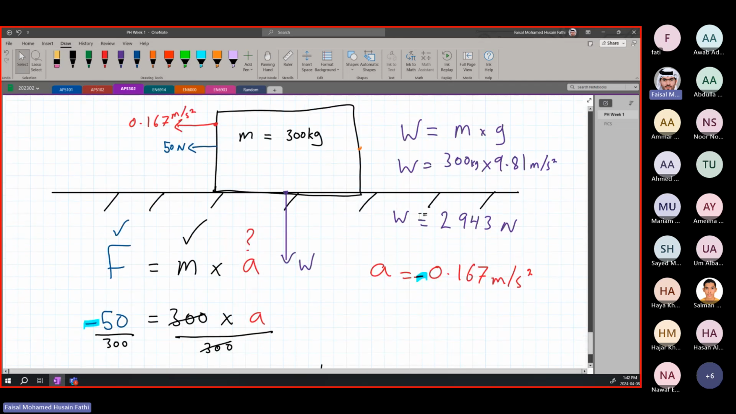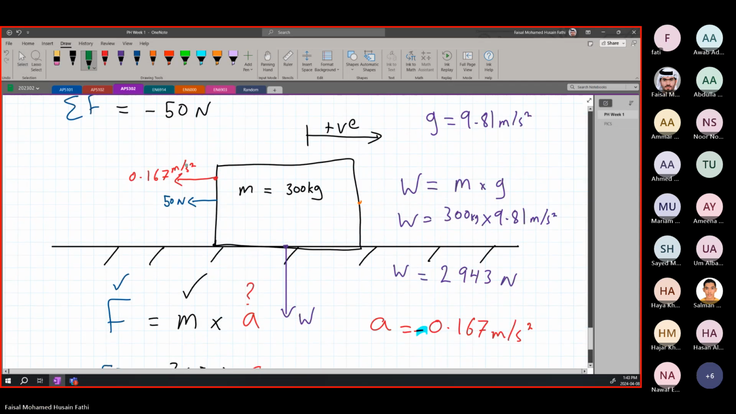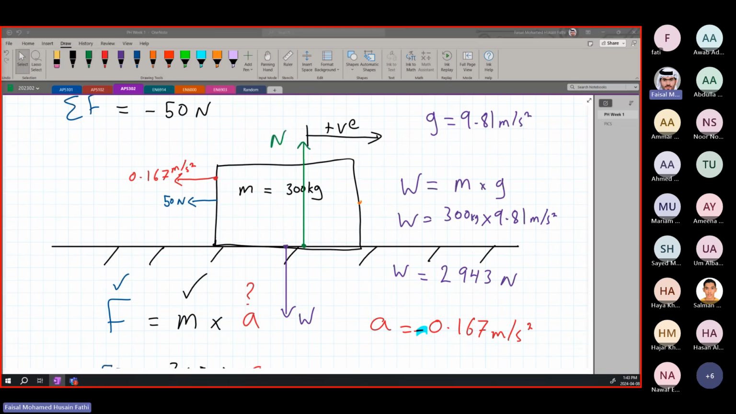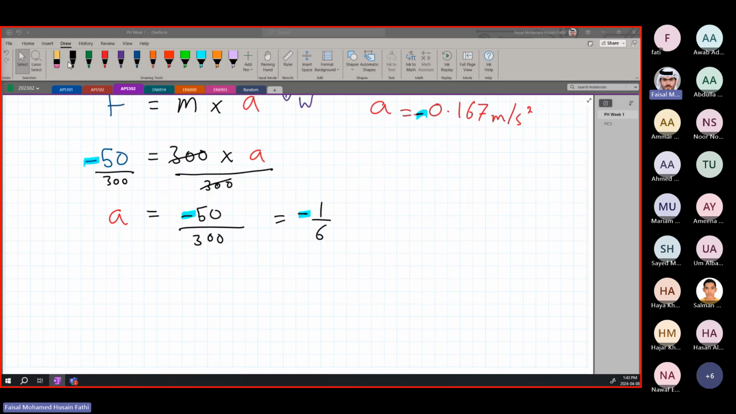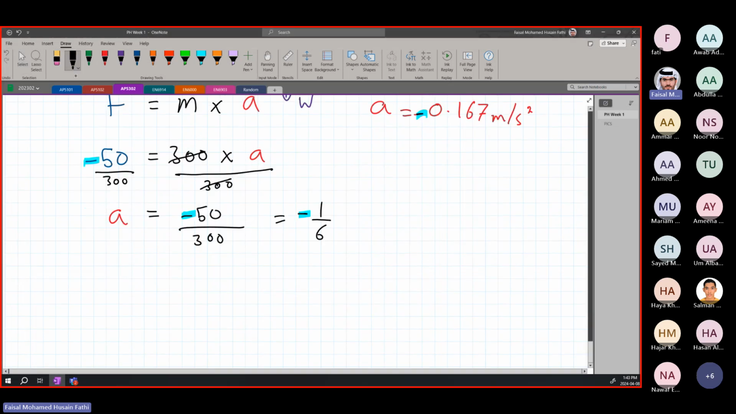Now tell me this. We found the weight. What is our normal force going to be equal to? I want you guys to answer in the chat. What is our normal force going to be equal to? It's going to be exactly the same as the weight. You are all correct. The proper way to do this is we will say sigma Fy is equal to the weight.